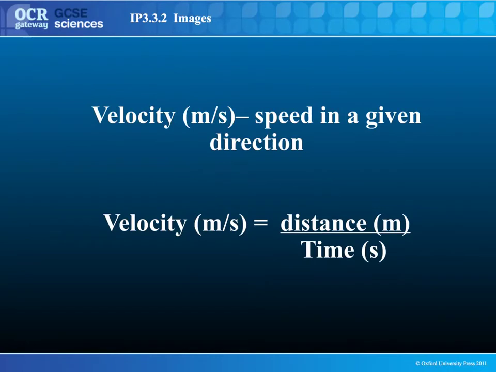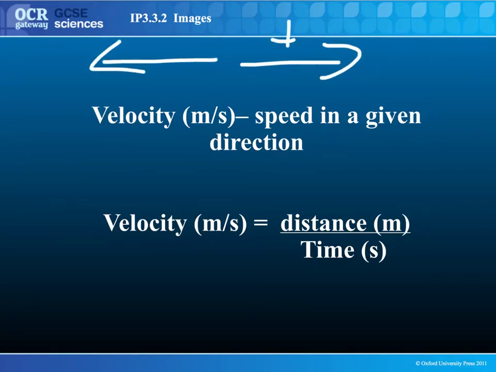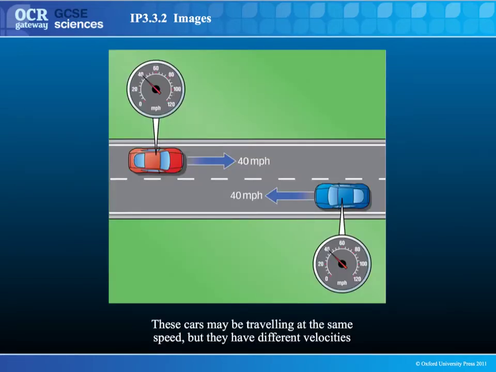So firstly, what is velocity? Essentially it's just speed in a given direction. So you can have a positive velocity and a negative velocity, and they mean the same thing. It's just speed but in direction. So the equation to work out velocity is the same as the equation to work out speed: distance divided by time. In a context here you have two cars, one travelling 40 miles an hour with a positive velocity and one travelling 40 miles an hour with a negative velocity.